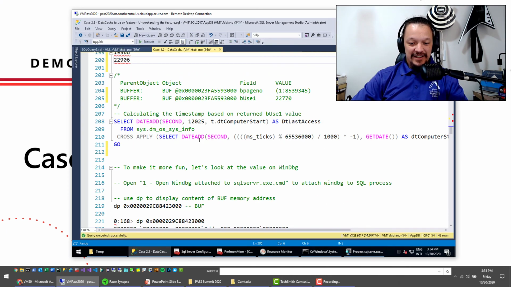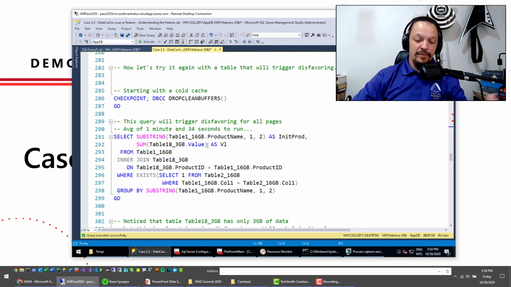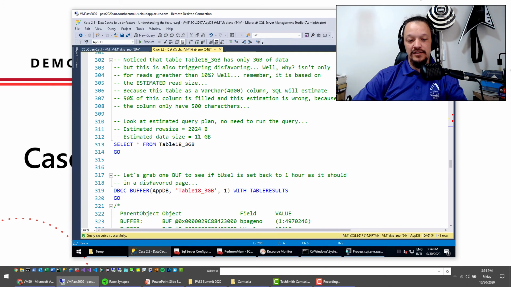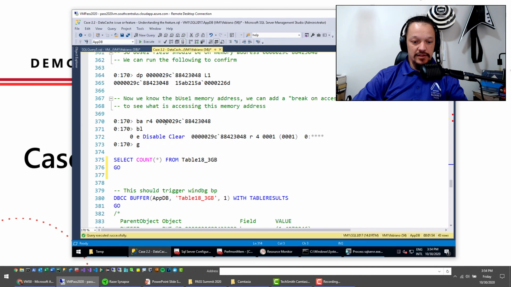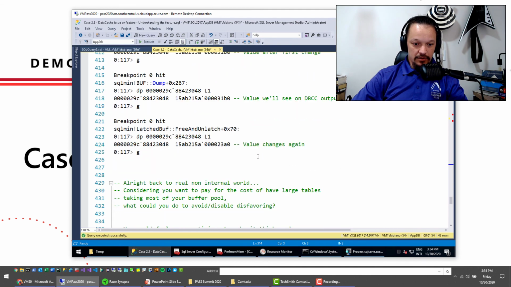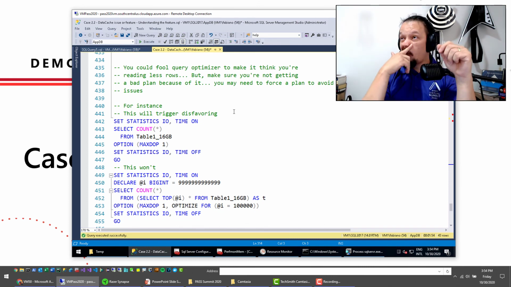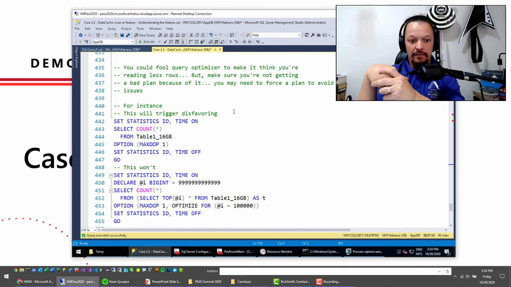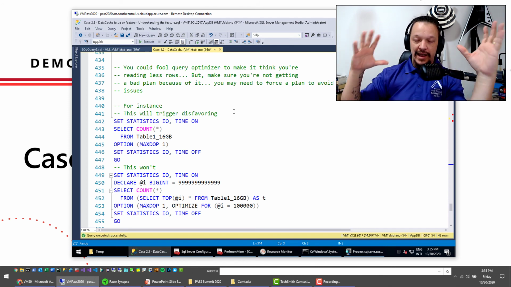This is really cool, isn't it? There are a lot of other comments here. All I'm doing is going step by step here with the comments and so on. One thing that I want to highlight here is what you could do to disable buffer pool disfavoring. If you want to, for instance, for that specific query, let's come back to the scenario.